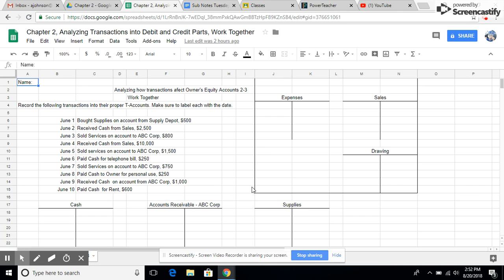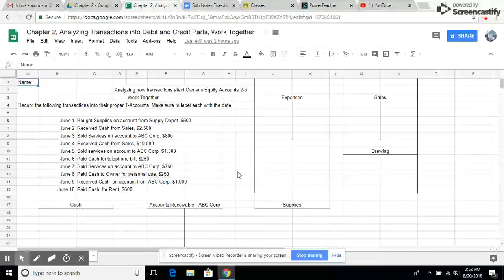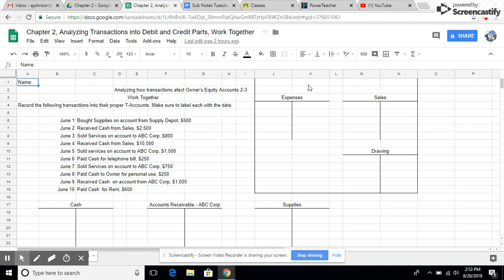Okay, guys, we're going to do our work together for 2-3. The first thing I want to do is emphasize again the debit and credit parts and normal balance parts for these new accounts that we're going to be using. So any expense account, we're going to have a debit on the left, credit on the right, and expense accounts have a normal balance on the debit side, which means the debit side is the increasing side.